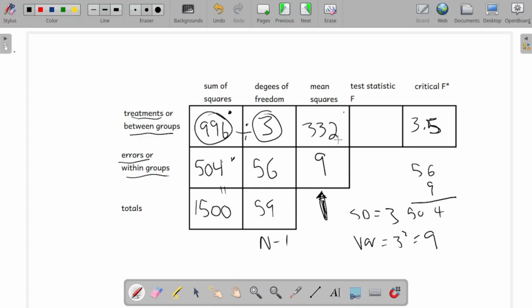The test statistic F is going to be 332 divided by 9. In other words, this cell divided by this cell. And that's just a quick calculator computation. We know it's going to be around 30 because 332 divided by 9 is almost 332 divided by 10, right? 332 divided by 9 gives us 36.9.